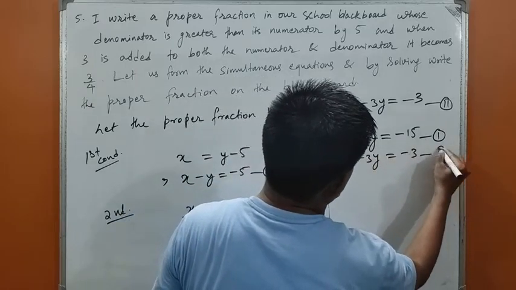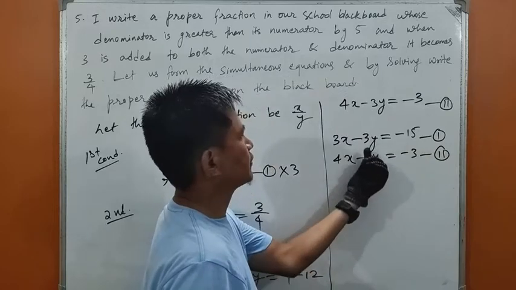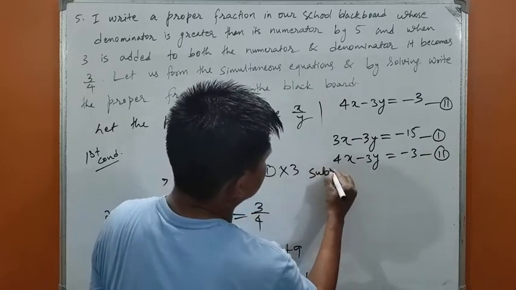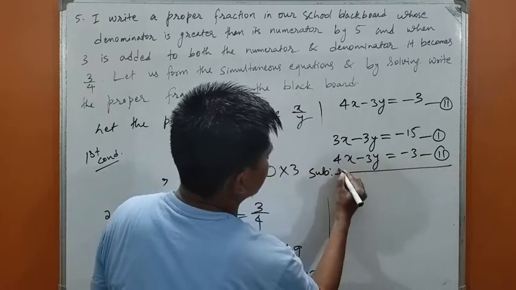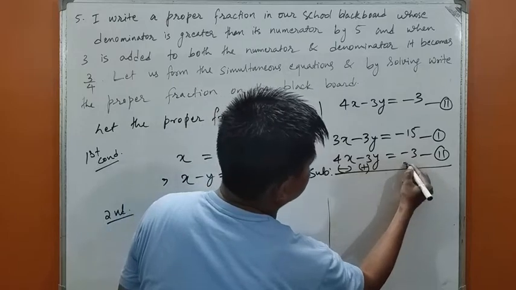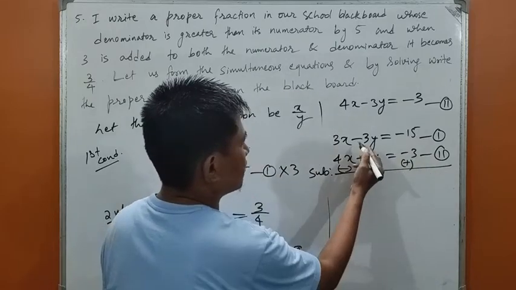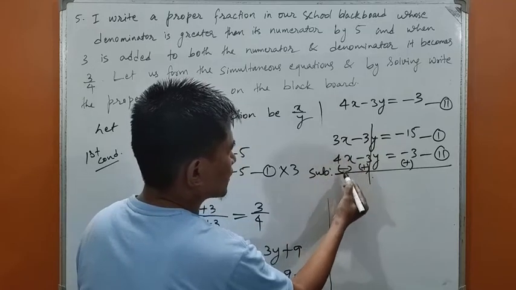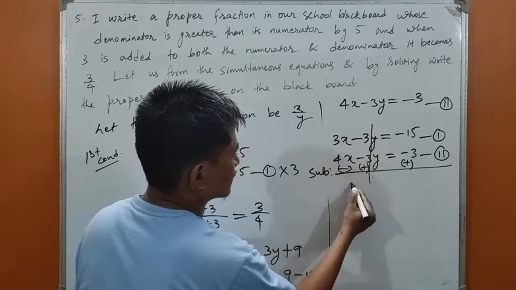This is equation 2. So both the 3y have same sign, we must subtract and change the sign. Let us subtract. So this plus 4x becomes minus 4x, minus 3y becomes plus 3y, minus 3 becomes plus 3. Now minus 3y and plus 3y cancels out. Plus 3x and minus 4x. 4x minus 3x is x.